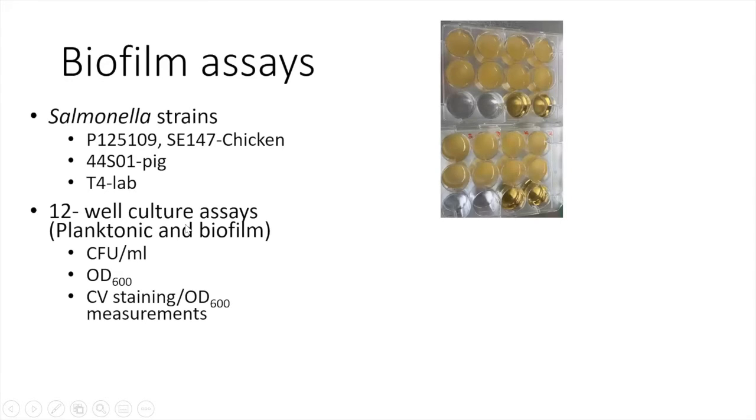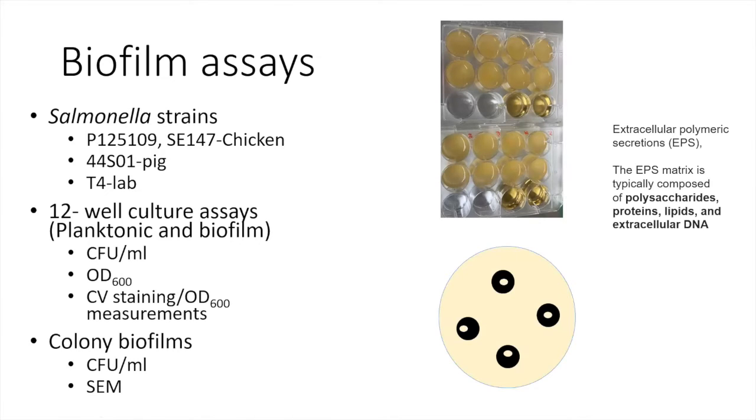We had the 12 well culture plate assays, and this is for us to be able to assay the planktonic cells and the biofilm as well. So in this, we're able to assay the CFU count. We measured the OD, and this is just the OD of the culture's planktonic cells. And we also did this crystal violet staining and did the OD measurements. And then we did colony biofilm.